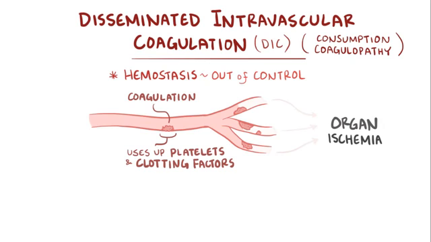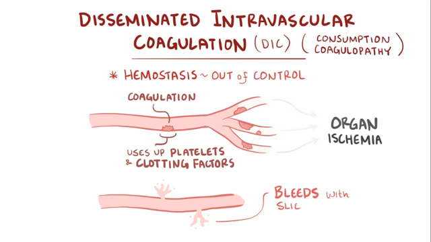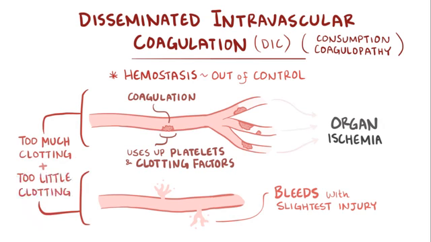Without enough platelets circulating in the blood, other parts of the body start to bleed, with even the slightest damage to the blood vessel walls. So paradoxically, patients have too much and too little clotting.